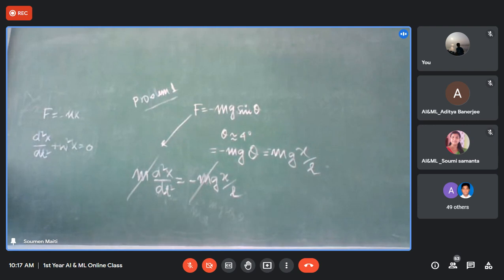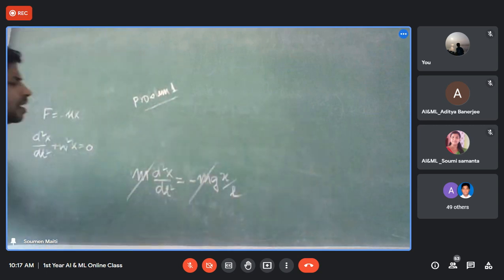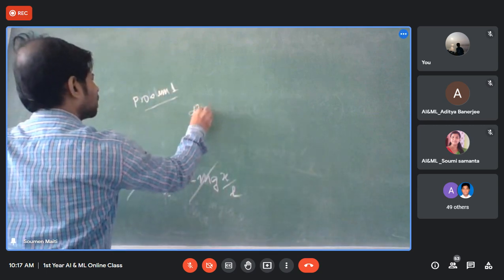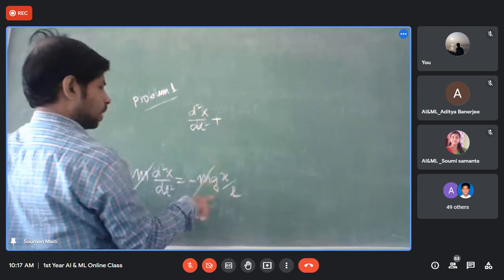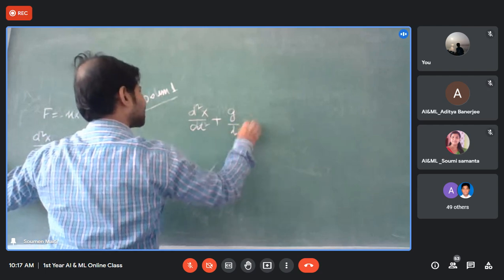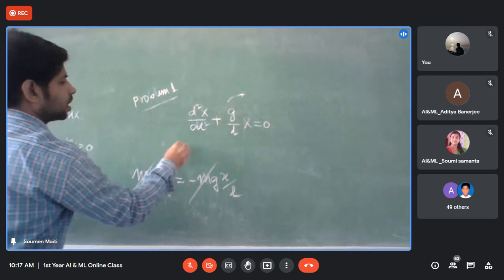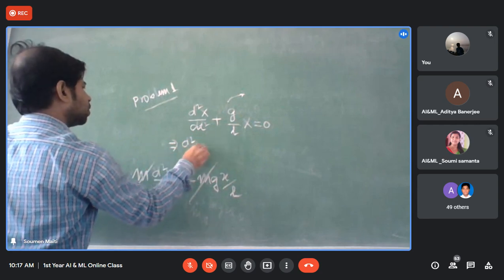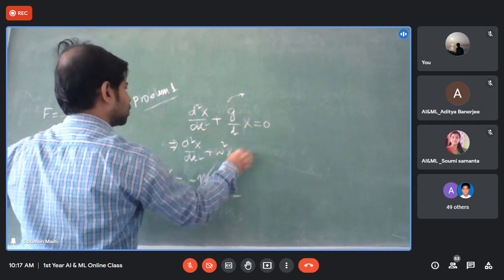What is the value then? d2x by dt2 plus g by l into x equal to 0. g is a constant term, l is a constant term. Can I write this one? d2x by dt2 plus omega square x equal to 0.